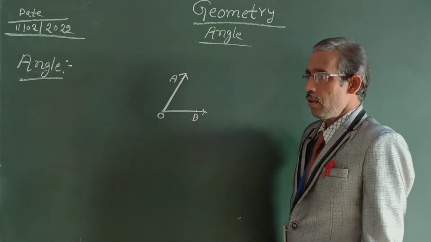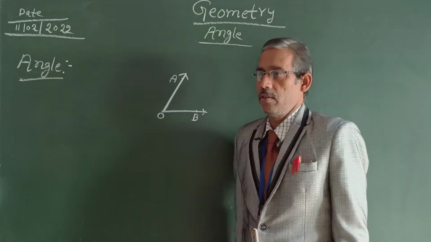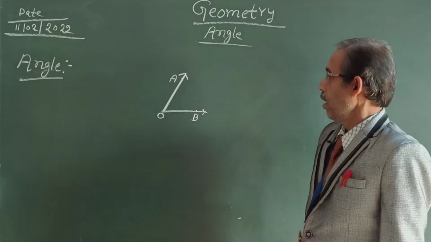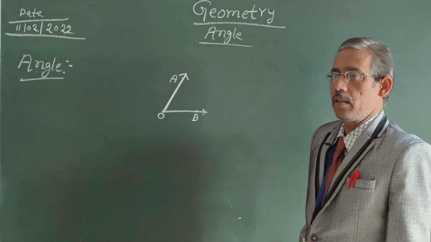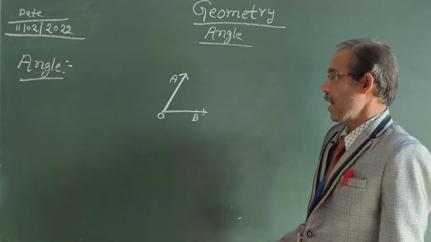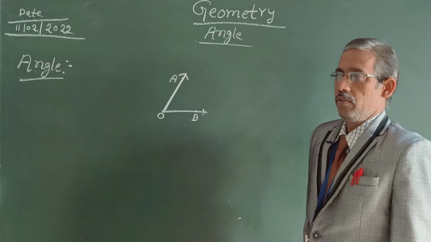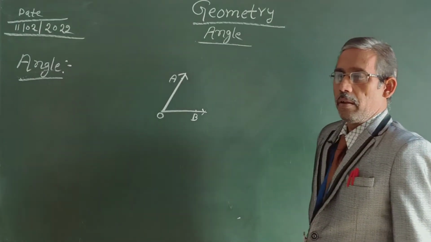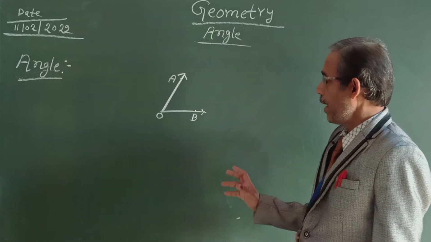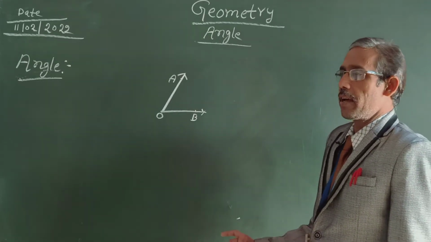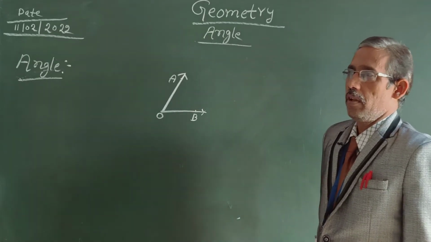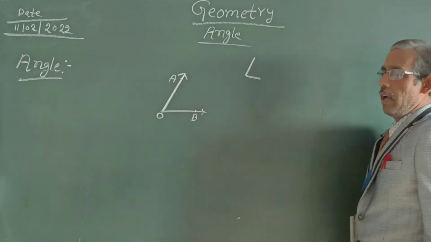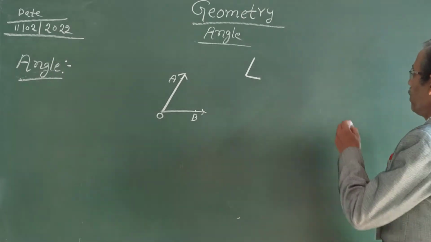When two rays meet at a common end point, then an angle is formed. It is denoted by this symbol and it is measured in degrees.